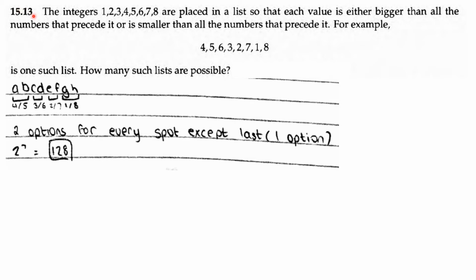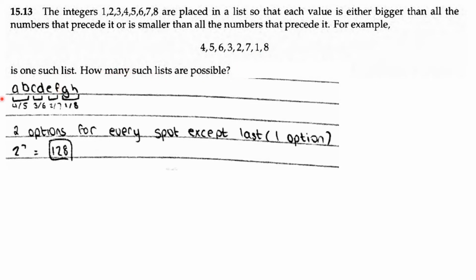AOPS counting and probability 15.13. The integers 1, 2, 3, 4, 5, 6, 7, 8 are placed in a list so that each value is either bigger than all the numbers that precede it or is smaller than all the numbers that precede it. For example, 4, 5, 6, 3, 2, 7, 1, 8 is one such list. How many lists are possible?